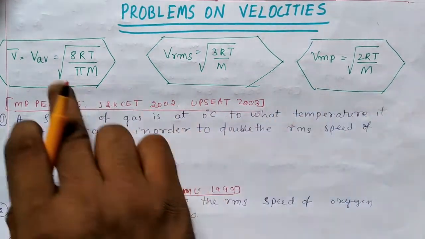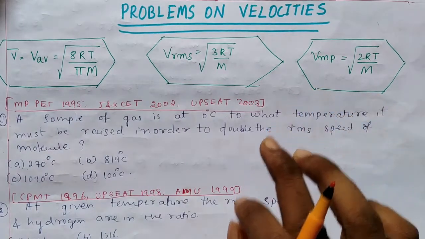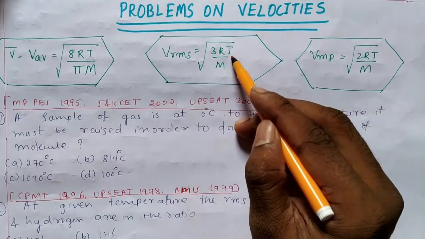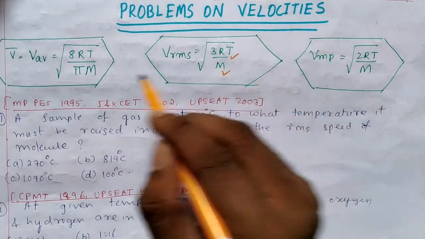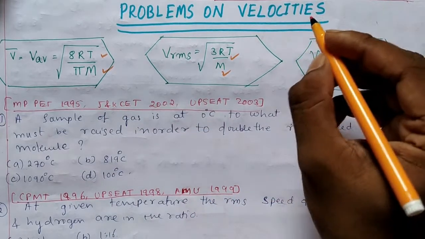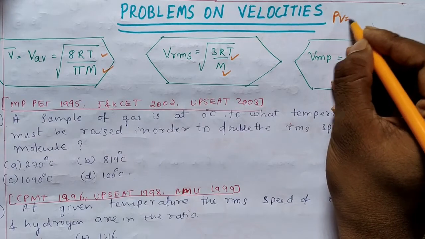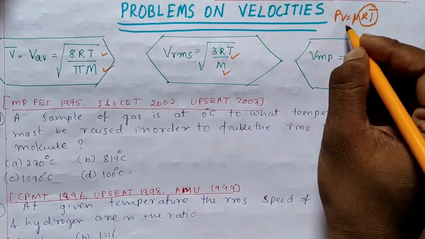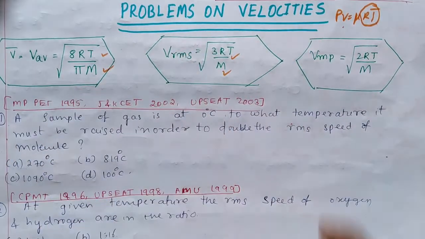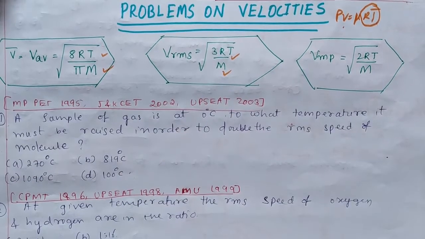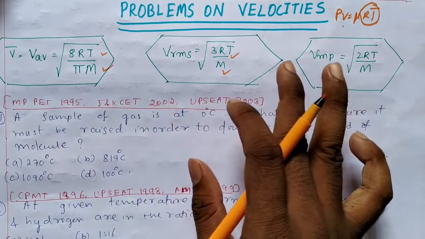2RT by m. You have to remember these formulas very accurately, because most of the velocity-related problems depend on temperature and mass relations, or on pressure, volume, number of particles and mole relations. For example, PV is equal to mu RT. In place of RT, you have to substitute PV by mu. For all other things, refer to your notes or the NCERT textbook. Going through some of these problems will help you in the long run.